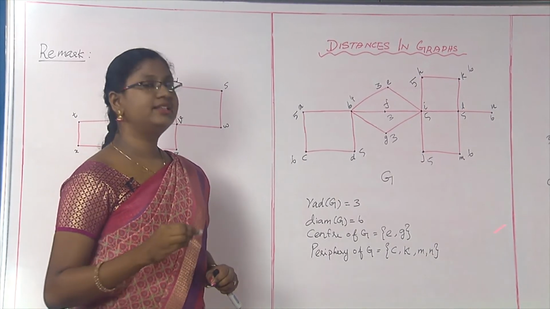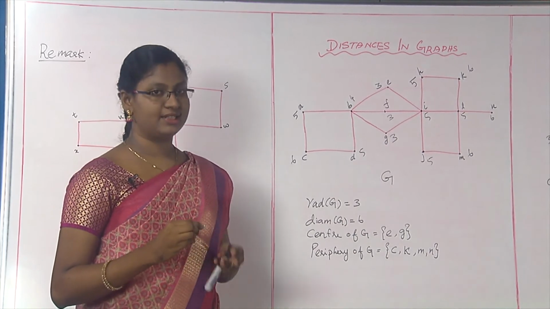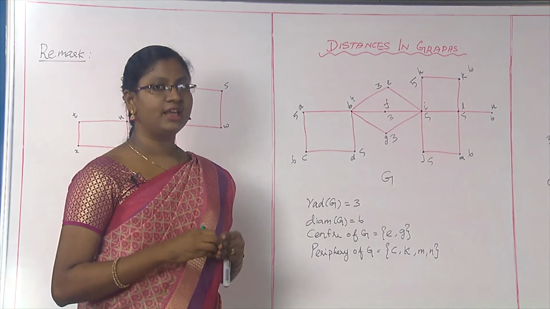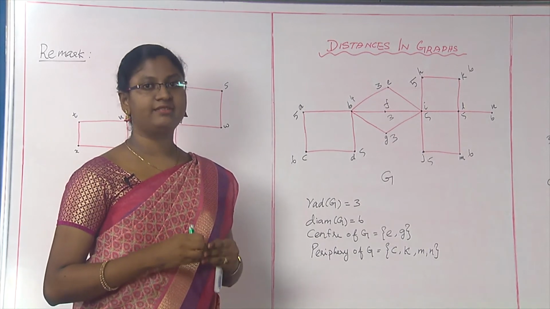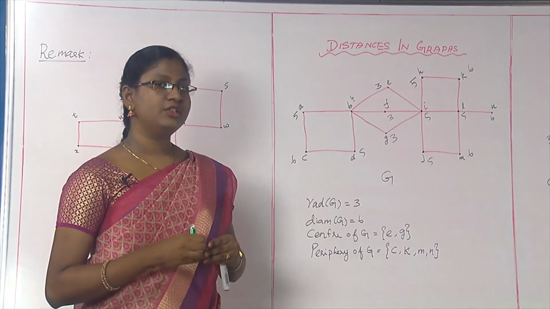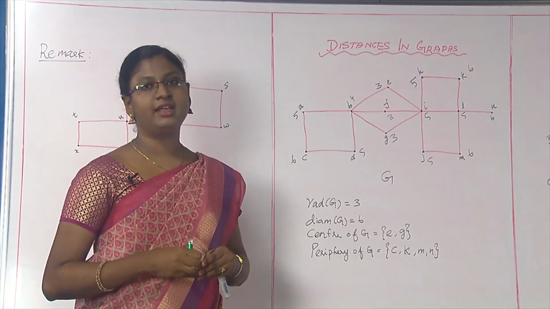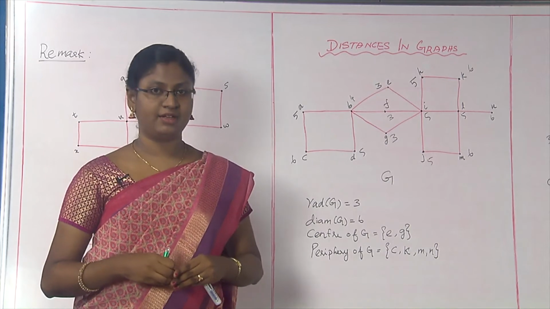So, for this graph we have found the eccentricities of all the vertices, and from the eccentricities we are able to find the radius and diameter of this graph. Once you have found the radius and diameter of G, you can easily get the center of G as well as the periphery of G.